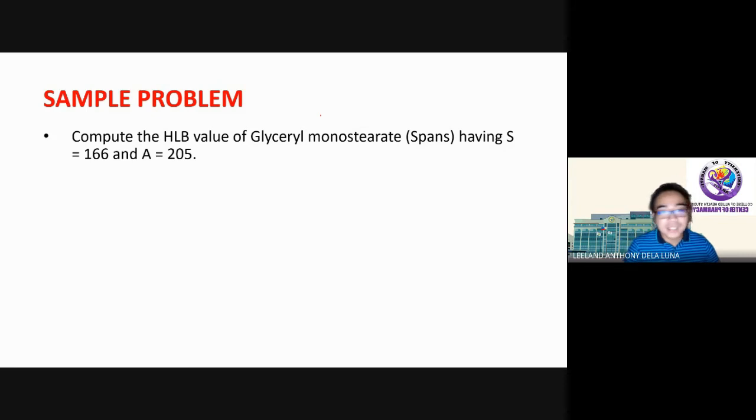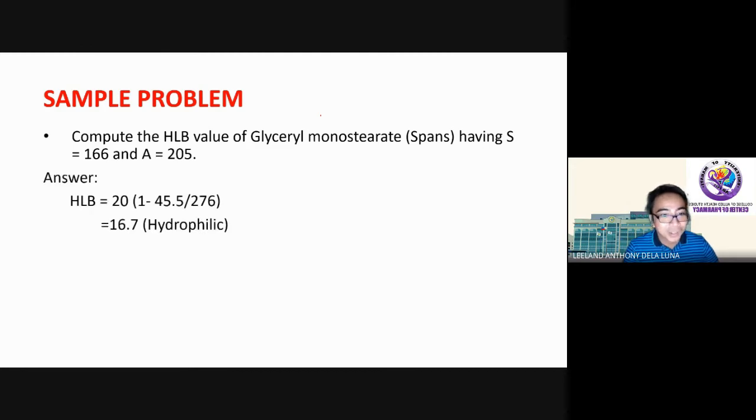Here's a sample problem, class. Ipapakita ko na lang sagot. Huwag tayo mag-compute. Madali naman kasi ito. Given na yung S, given na yung A. So all you need to do is multiply 20 by 1 minus 45.5 divided by 276. You'll get an HLB value of 16.7. Okay? Which tells me it's hydrophilic. Okay? It's suited for oil and water type of emulsion. Right? Are you good? Okay, nothing too complicated, class, right?